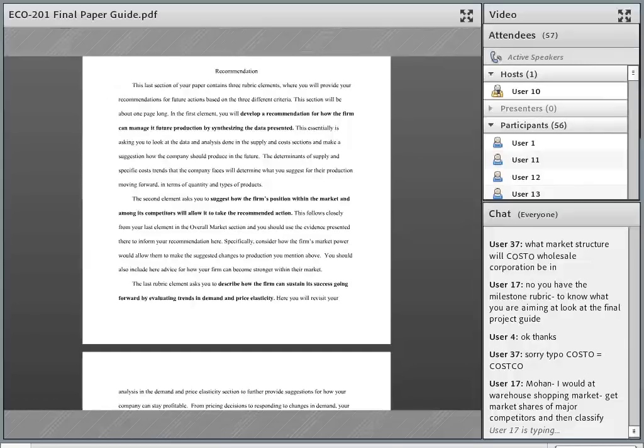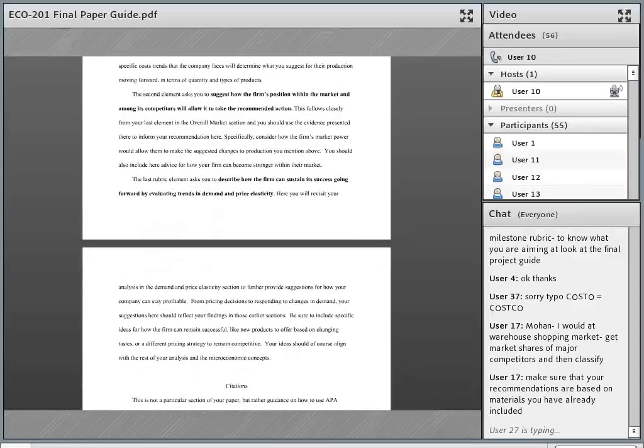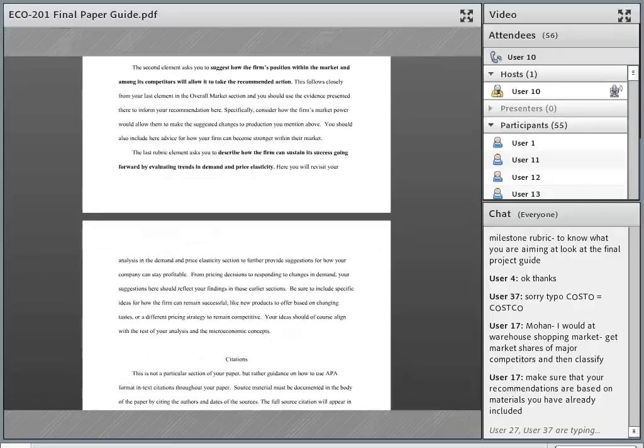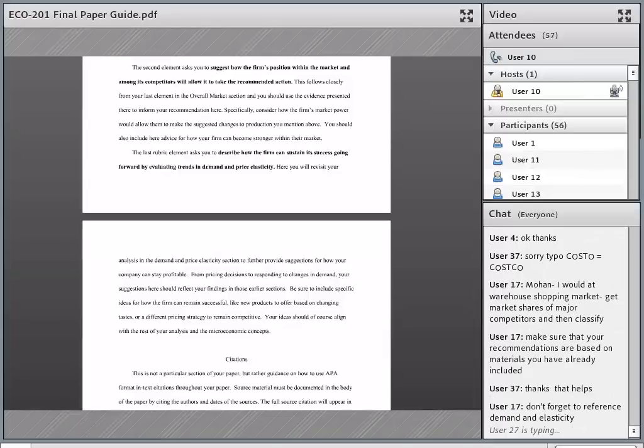But in each of these things, just make sure that you're referencing back to analysis that you've done in the paper. So in this first element, you're going to be referencing back to things that you found in the supply and demand section and the cost section. In the second element of recommendation, you're going to be referencing back to some of the findings from the overall market section. And in the last element of the recommendation section, you're going to be referencing back to demand trends and price elasticity of demand. So just make sure to keep that in mind.